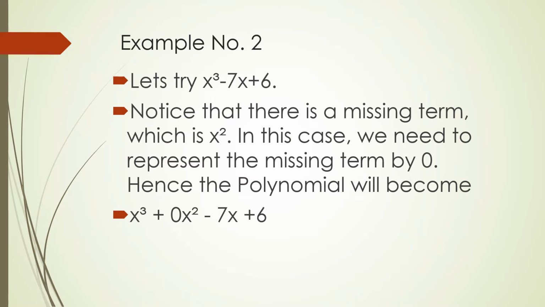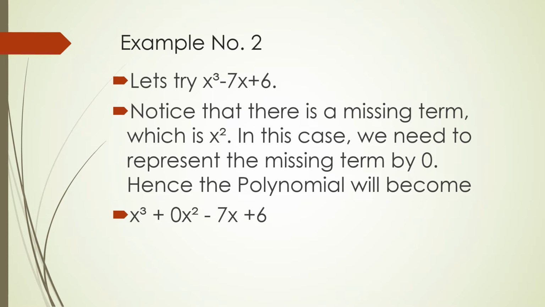Let's have example number 2. Let's try x cubed minus 7x plus 6. Notice that there is a missing term, which is x squared. If we look at the given, which should be in descending powers of x, one exponent is missing, and that is x squared.